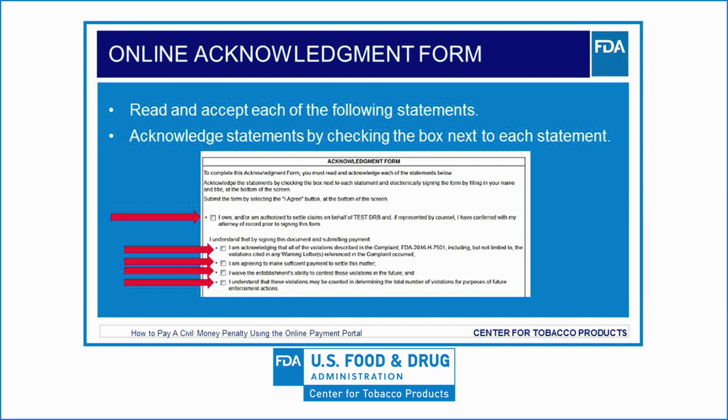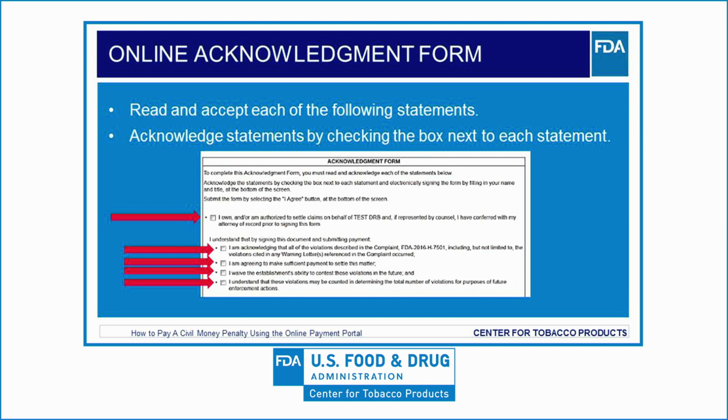By checking the box next to each statement, you are acknowledging that 1. You are authorized to settle claims on behalf of the retail establishment. 2. All of the violations contained in the complaint, including any warning letter violations referenced in the complaint, occurred. 3. Sufficient payment will be made to settle the matter. 4. You waive your ability to contest the violations in the future. And 5. The acknowledged violations may be counted in determining the establishment's total number of violations in future enforcement actions.